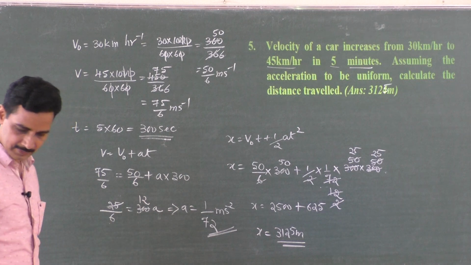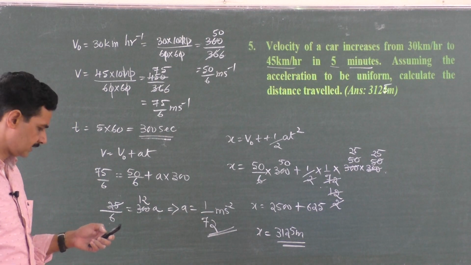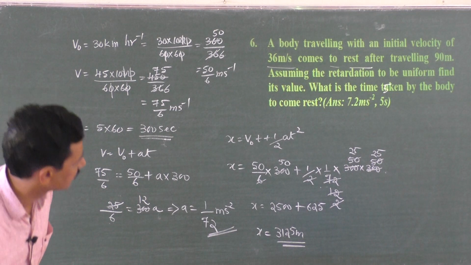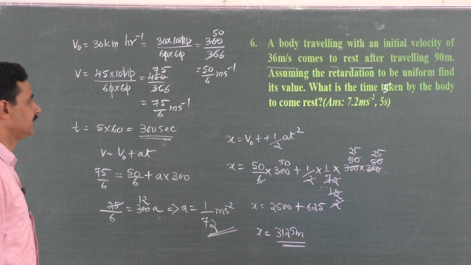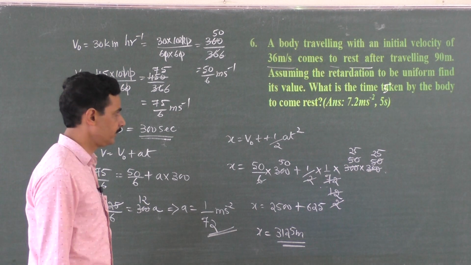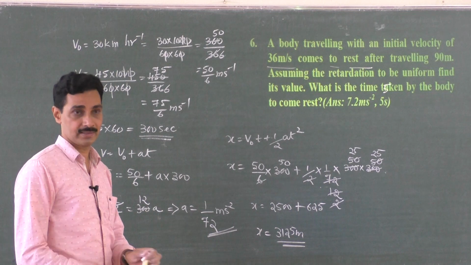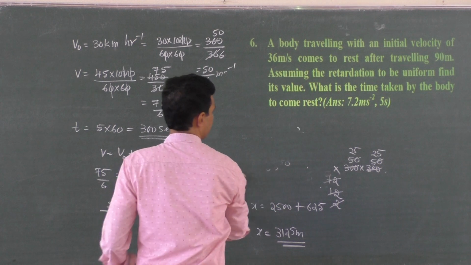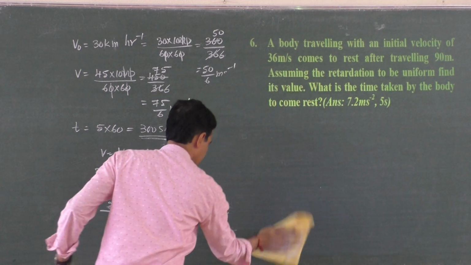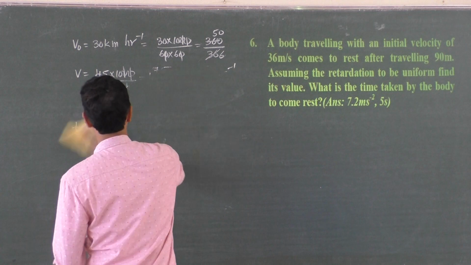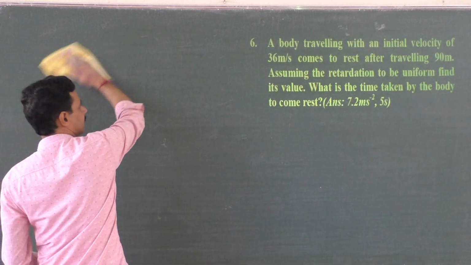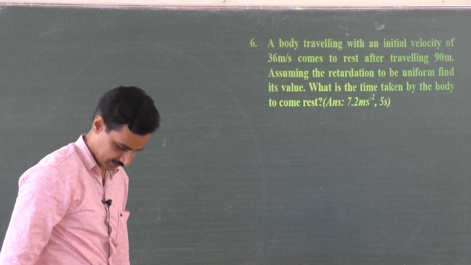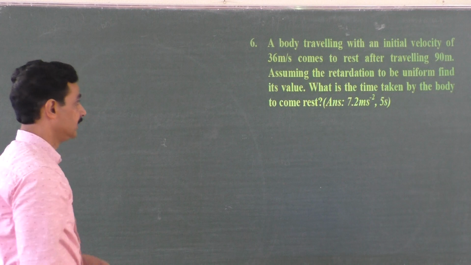So shall we move on to the next problem? I think we have solved this one once. This problem, the 6th one. A body traveling with an initial velocity of 36 meters per second comes to rest after traveling 90 meters. Assuming the retardation to be uniform, find its value. Retardation means negative acceleration. Find the value of that retardation. What is the time taken by the body to come to rest? Very simple problem. Maybe a 9th standard problem, isn't it? But still we will solve it in 11th standard. No problem. Because nobody is observing us, so we can solve the low level problems, no problem at all.